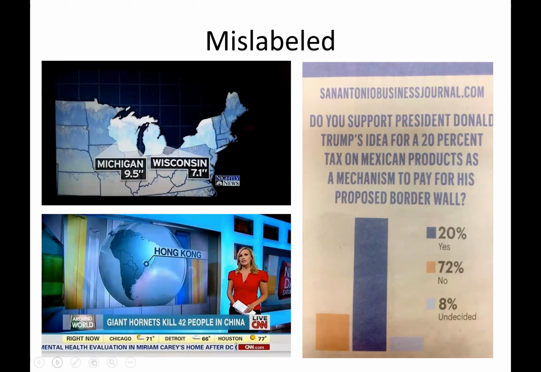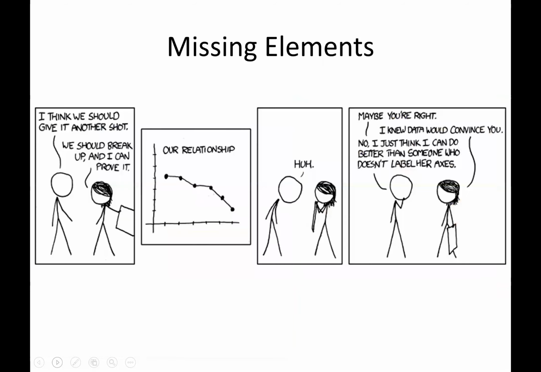First off, if it's just not labeled correctly. As we look at the two maps, we've got Michigan on Wisconsin and vice versa. We've got Hong Kong being somewhere in Brazil. And to the right, our first two bars there are actually reversed. Proportionally, they're fine. They just swapped the yes and the no. And when you do that, you kind of change the whole impression that you get as the answer, as how people answered that question.